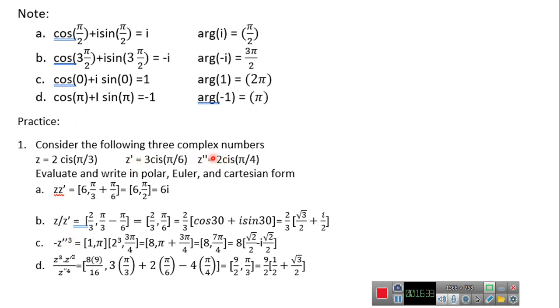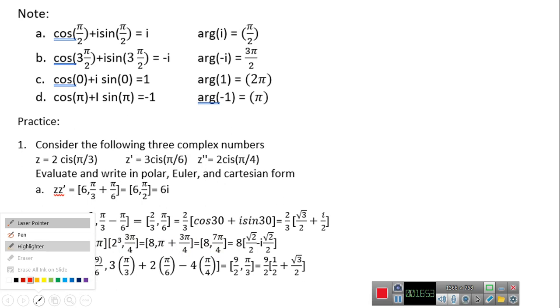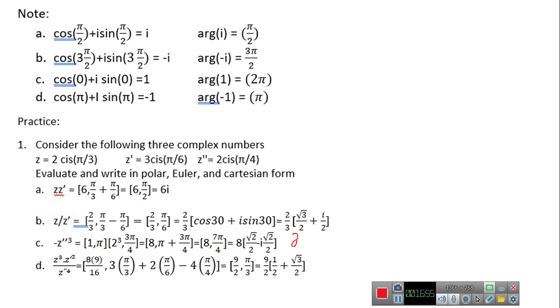If you want to find minus Z double prime cube, we cannot keep the minus. Minus 1 means 1, pi. If you have minus 2, you put 2, pi. Always r must be positive. So 1, pi, and you have Z double prime cube. So here you need to put a cube. So it will be r cube, so 2 cube, and you multiply the angle by 3. So here you multiply 1 by 2 cube, which is 8. You add pi to 3 pi over 4. You have this one.